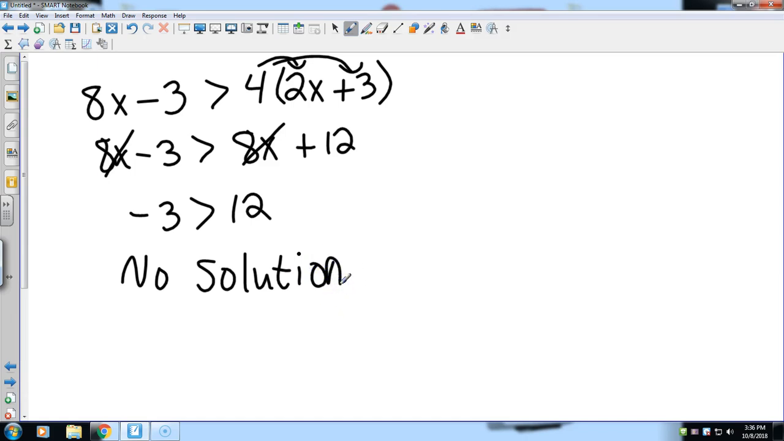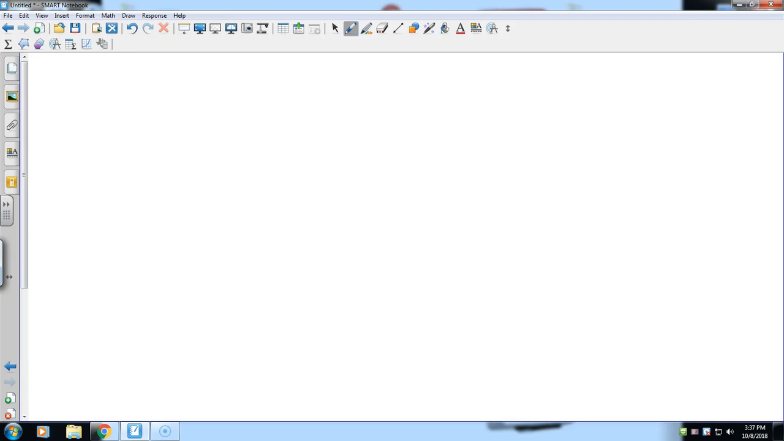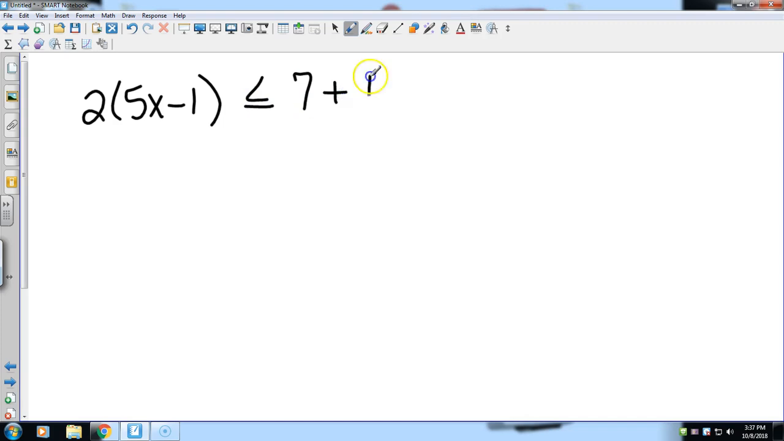So now, there are possible values that there might be infinite solutions. And so let's take a look at one of those. I'm just kind of thinking in the back of my brain here. Sorry for that pause. So let's go 2 times 5x minus 1, and that's going to be less than or equal to 7 plus 10x, excuse me.